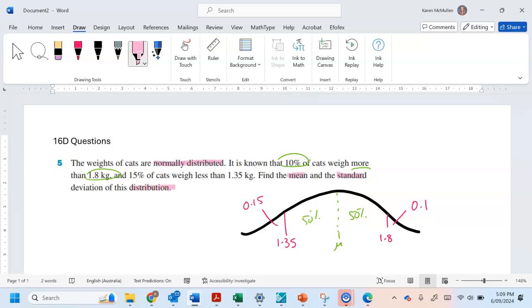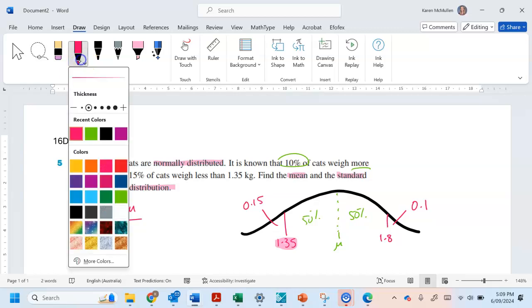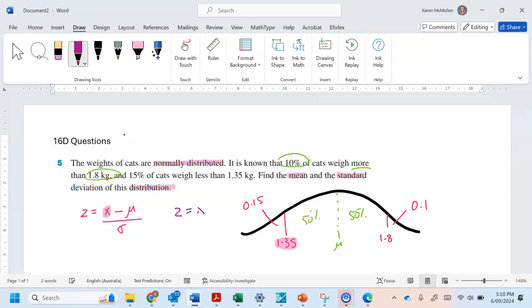If you have to find the mean and the standard deviation, or one of them, then you need to use the z-score formula. So z is equal to your x value minus your mean, over your standard deviation. At this point, we've only got the x value. Your x value is 1.35, and we can set up another equation. Let's do that in a different color, let's do purple. z equals x minus the mean over standard deviation. So that would be this value here.